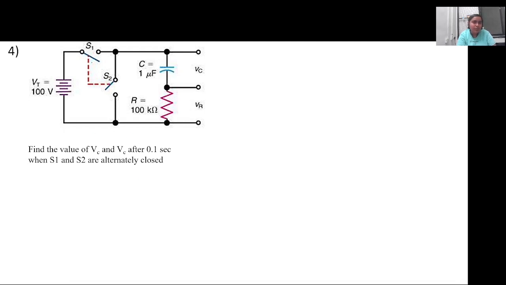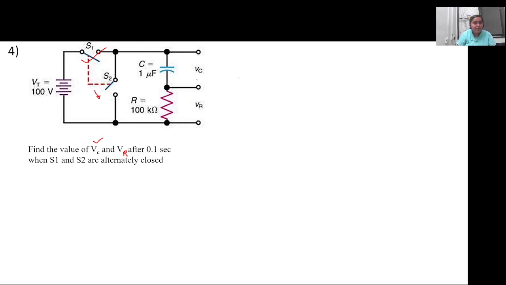These are the two switches that are given. They are alternately closed. Initially the first switch will be closed and the second one will be open. Then after 0.1 second, the second one will get closed and the first one will get open. So what you have to do is calculate VC and VR, the voltage across them, or maybe even calculate one if time is there. So calculate one of the voltages after 0.1 second. Can we do that?